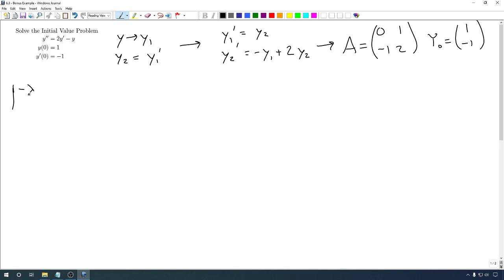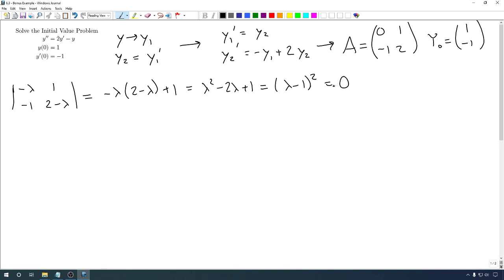So we subtract lambda from each of our diagonal elements. We go ahead and find this determinant. And we just end up with lambda squared minus 2 lambda plus 1. Or in other words, we have lambda minus 1 squared, which we want to equal 0. So lambda is going to be 1. That's the only eigenvalue. So lambda equals 1.